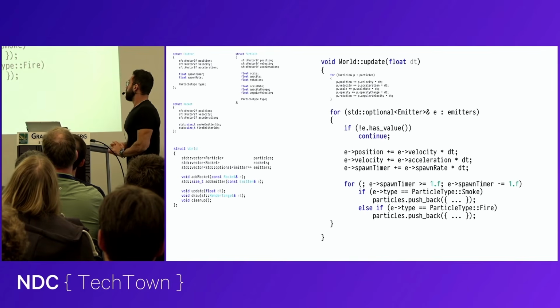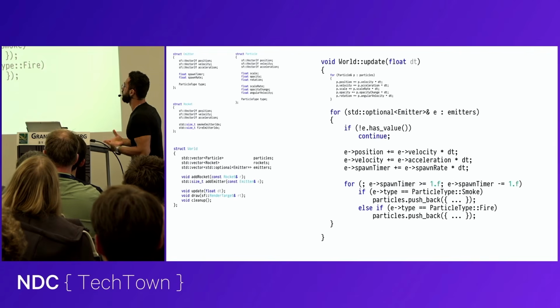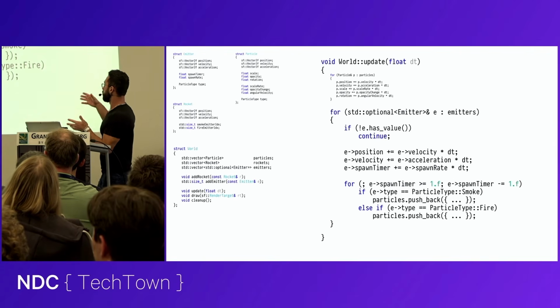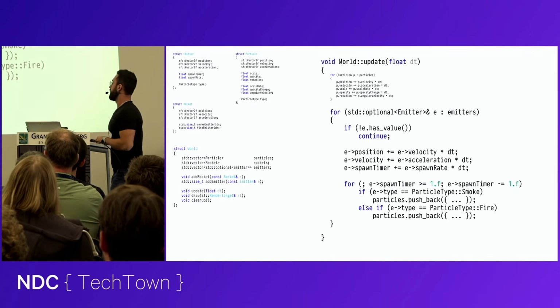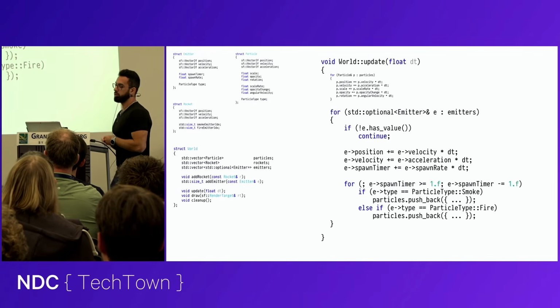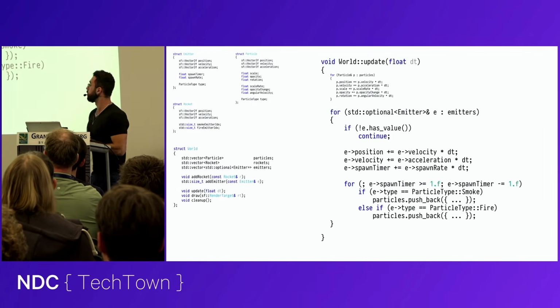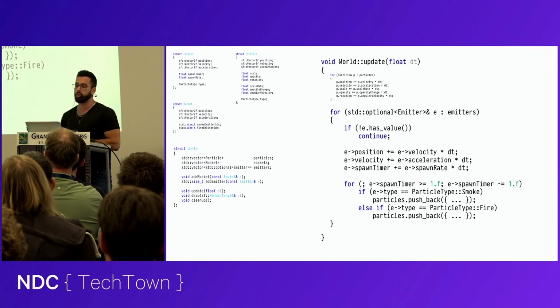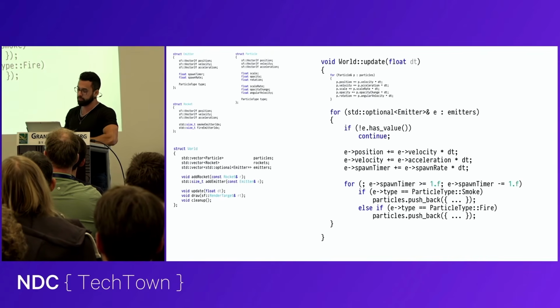Again, we're going to see how this changes later, but right now we're going to basically say, if I need to spawn a particle, I'm going to check the type of emitter that I am, and if I'm a smoke particle, I'm going to push back a particle with that data. If I'm a fire particle, I'm going to push back a particle with that data. So we have some branching here in a loop that might be problematic, but we're going to see later how we can avoid this and how we can simplify it even further.